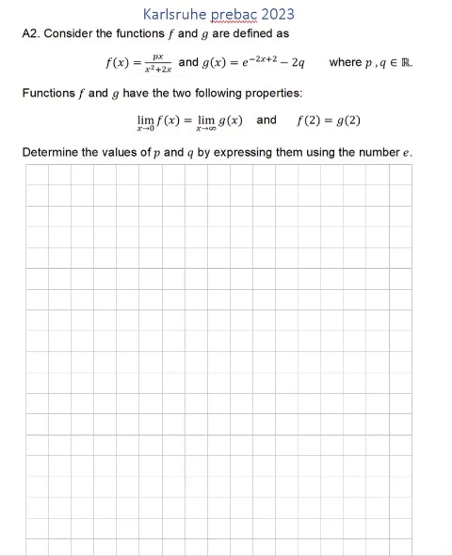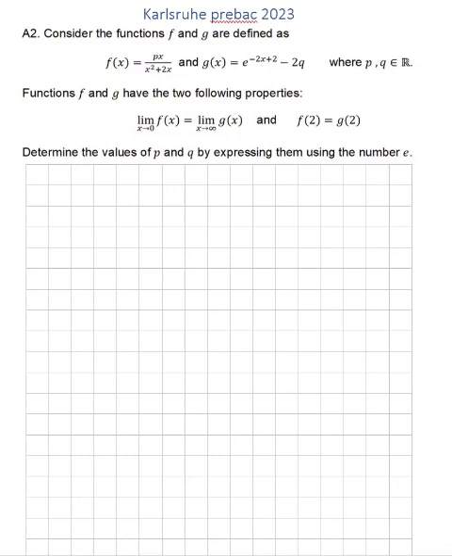Now, you'll see some limits here, enough to freak out some of you, but not all of you. So we've got the limit of f of x as x heads towards 0 is going to be equal to the limit of g of x as x heads towards infinity. And then finally, f of 2 should be equal to g of 2.